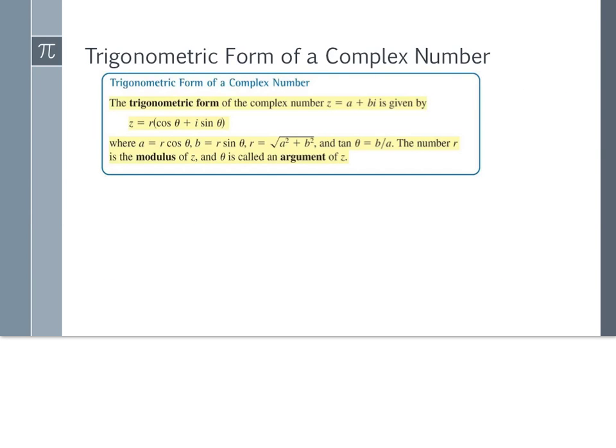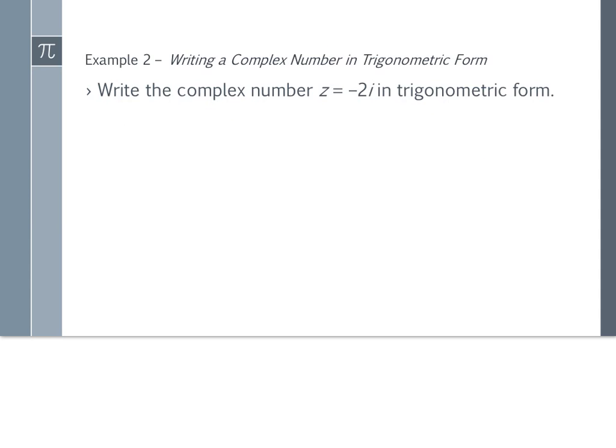Alright, so just to recap, the trig form of a complex number, z equals a plus bi, is given by z equals r times cosine theta plus I sine theta. Specifically, r can be referred to as the modulus, and theta is referred to as the argument. So here's an example. Write the complex number z equals negative 2i in trig form. Well, when I graph that, there's no real number on the real axis, or 0 is the value that would be expressed there. And on the imaginary axis, it would fall right here. And that's 3 pi over 2.